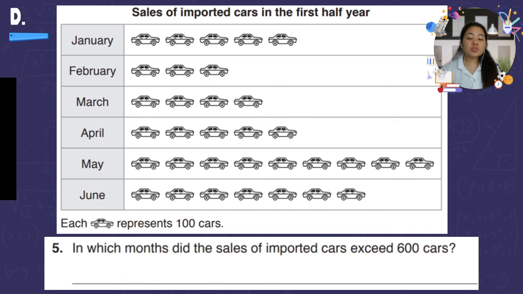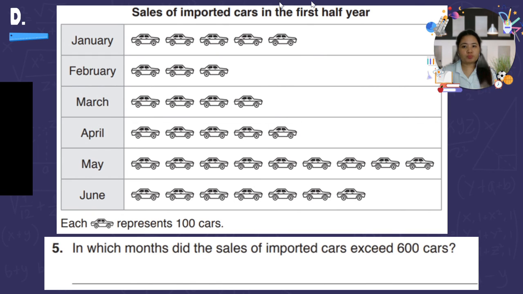Last question. In which months did the sales of imported cars exceed 600 cars? So it should be more than 600. What months are more than 600? Let's solve so that we will know. In January, 1, 2, 3, 4, 5. 5 times 100, that is 500. Next, so it is not more than 600.